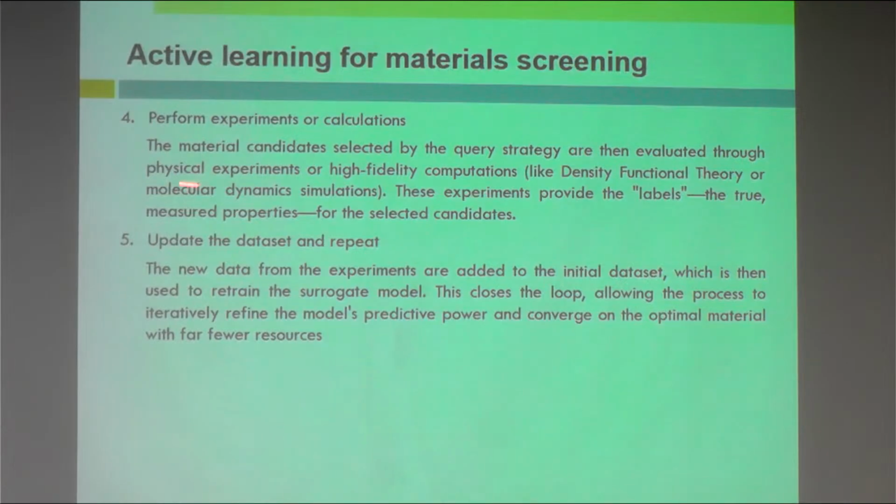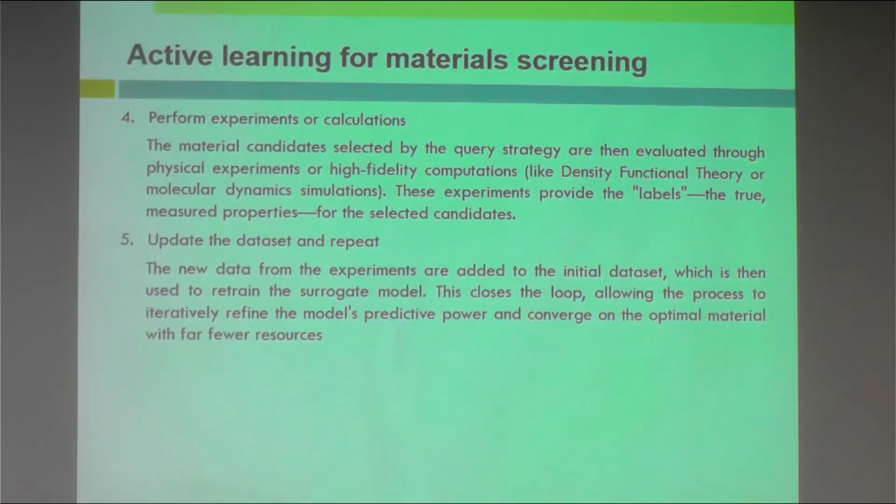So here you can start with a DFT or molecular dynamics simulation to look into the property. Then after that, you can proceed with the experiment. This experiment provides the labels, the true measured properties for the selected candidate. So this is to confirm what has been predicted by the active learning process or the machine learning for the property of the material.